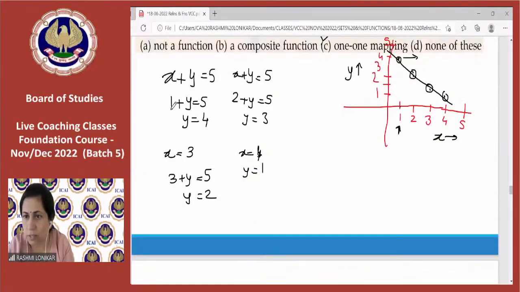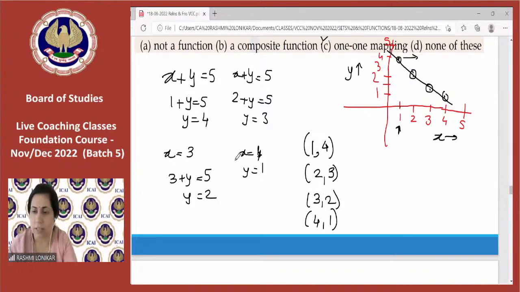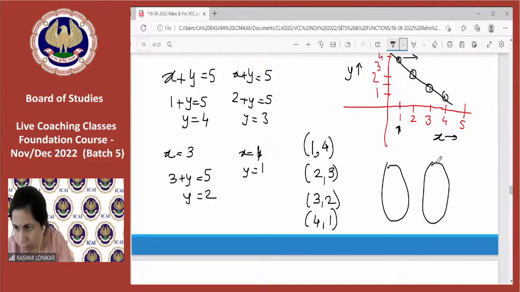Yes, Asha, here also what is happening is, if I put the values of x, I will find out the values of y. If I put x as 1, y is 4. If x is 2, y is 3. If x is 3, y is 2. If x is 4, y is 1. You can do it by drawing the graph, or by putting it in ordered pairs, or you can put it like this.